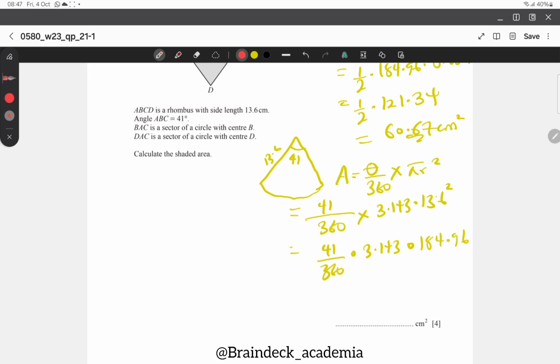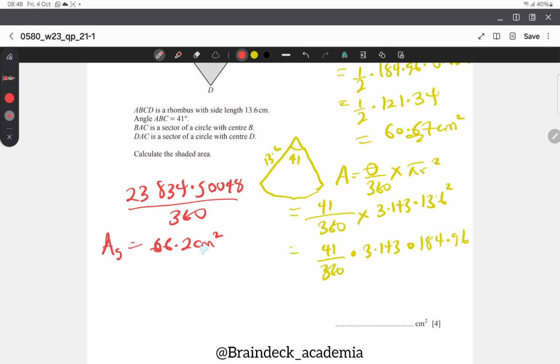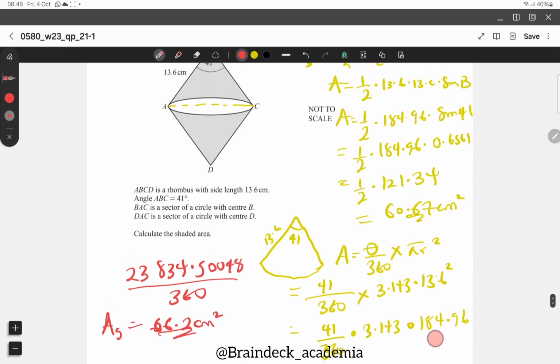So 41 times 3.143 times 184.96 will be 23,834.50048, then divided by 360. So our area of our sector is 66.2 centimeter square. So that's the area of our sector. So we have gotten the area of our sector.